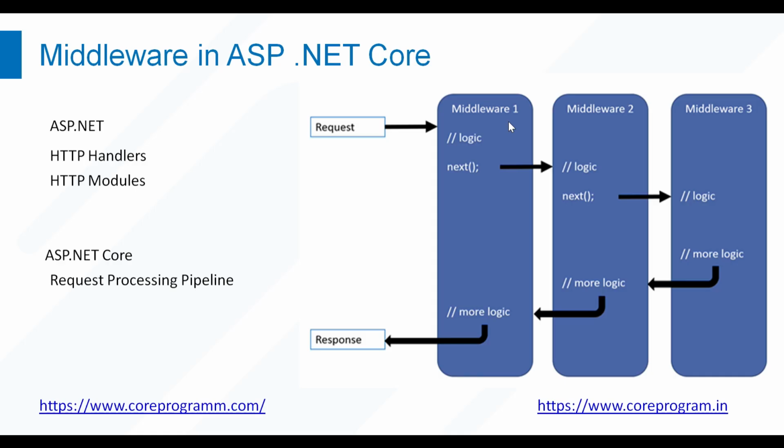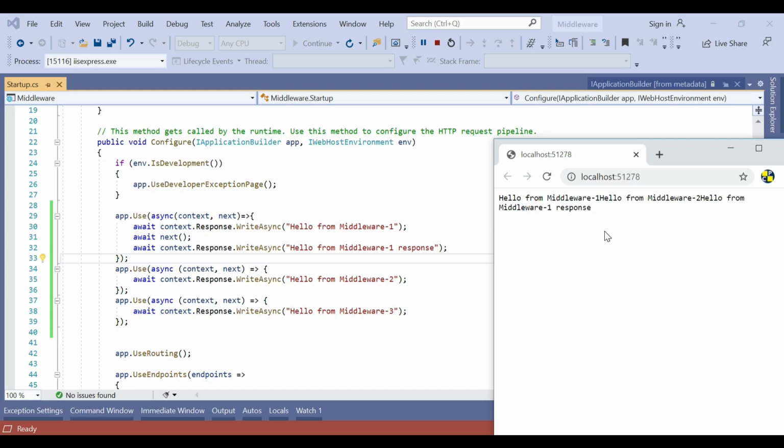This is because in middleware 1 the result is printed as hello from middleware 1, and though you use the next method, it directly jumped to middleware 2. Then in middleware 2 you have not used the next method, so it responds back to middleware 1 to the response, so that the result is printed like this.